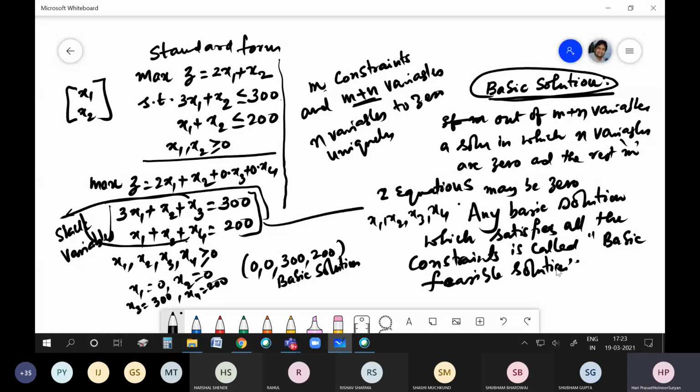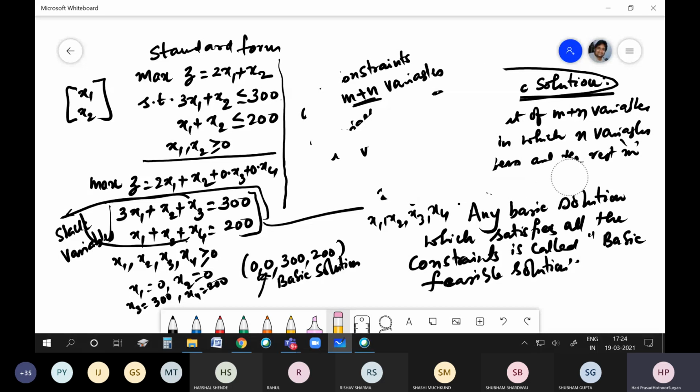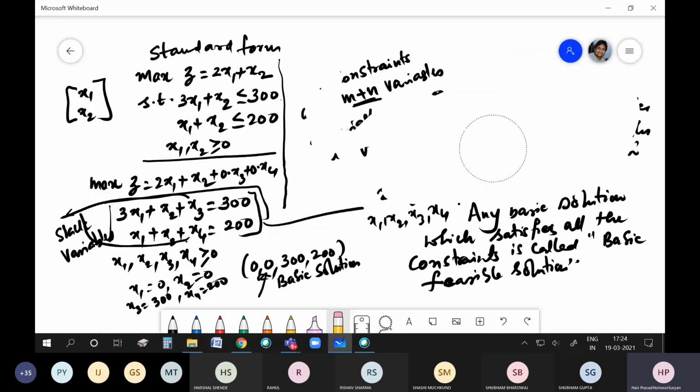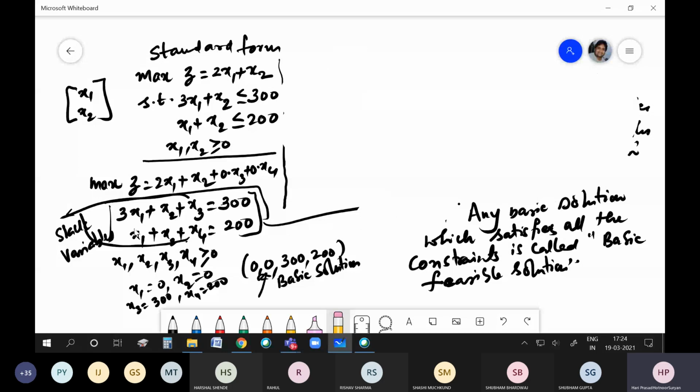So is this a basic feasible solution which I have written? Yes, sir, because it is satisfying all the constraints.